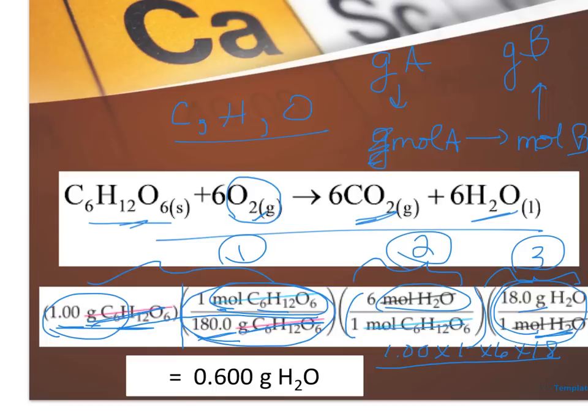And a lot of students tend to mess up this calculation using their calculator. So make sure you got it right. Take a minute, make sure you know how to use your calculator correctly. In the denominator is 180 times 1 times 1. If you enter that correctly in your calculator, you get that burning 1 gram of glucose, which is essentially sugar, produces 0.6 grams of water.